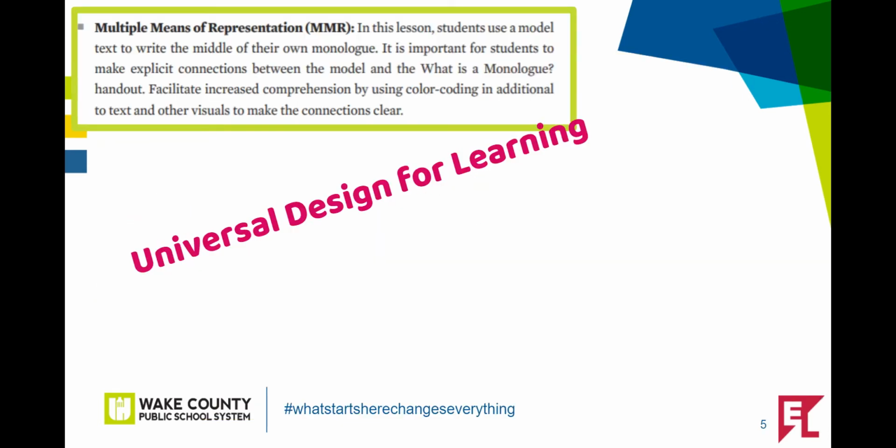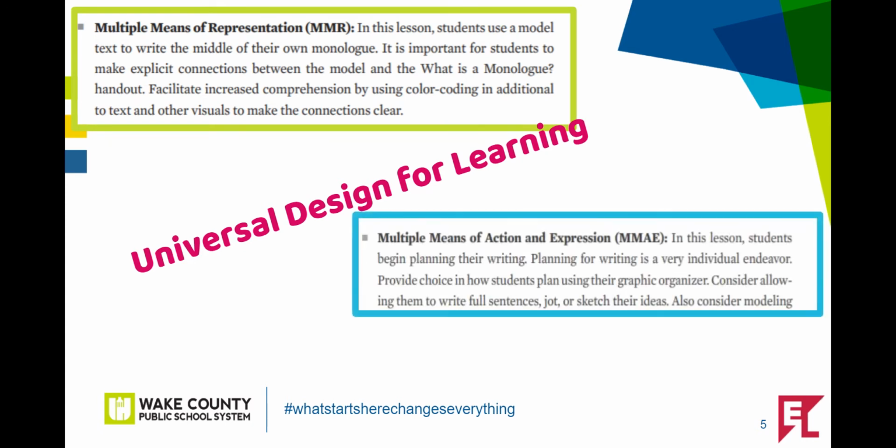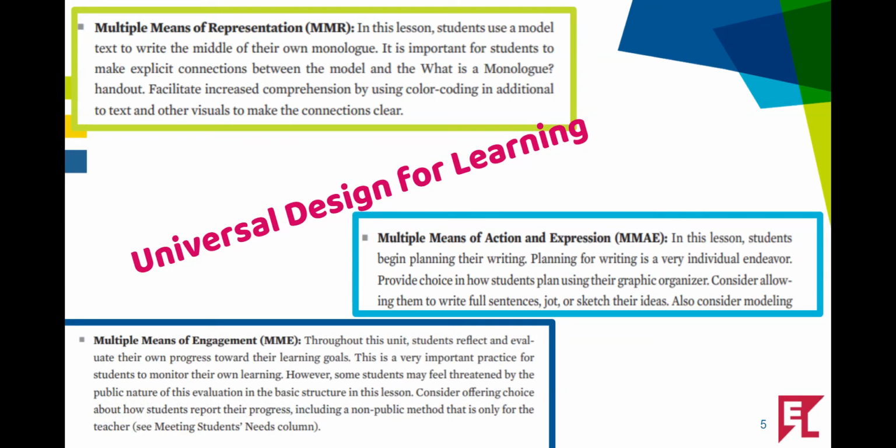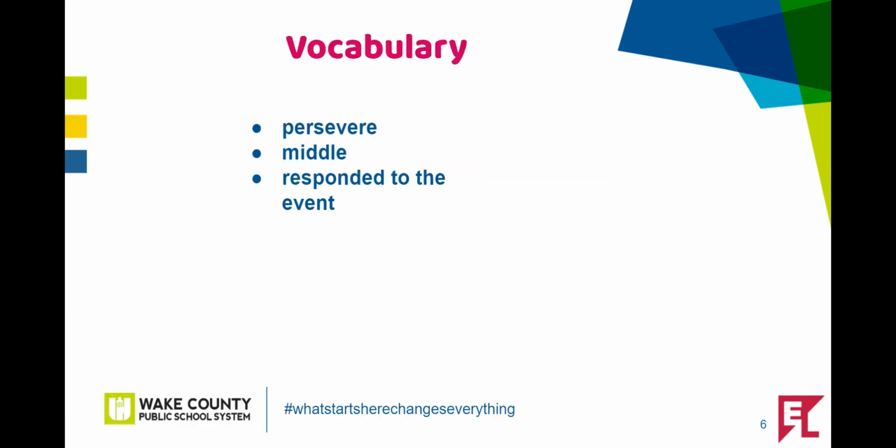The universal design for learning is a way of thinking about teaching and learning that helps give all students an equal opportunity to succeed. In this lesson, students use a model text to write the middle of the monologue. Facilitate comprehension by using a color coding and additional visuals to make the connections clear. Provide choice in planning their writing. Allow students to use bullet points, jot, sketch, or write full sentences. And remember, it is always good to offer choice in how students report their progress when they are reflecting and evaluating themselves.